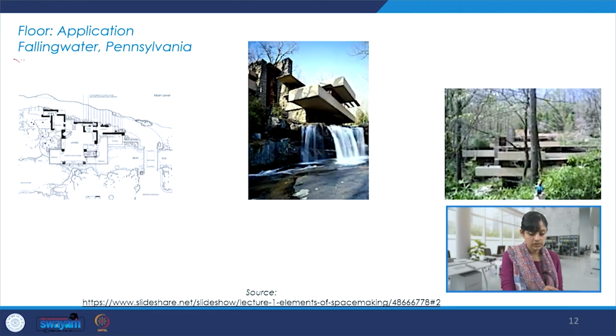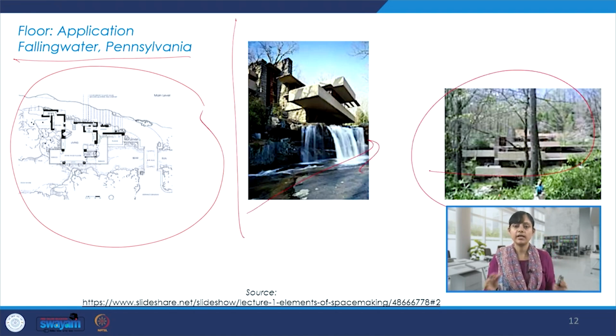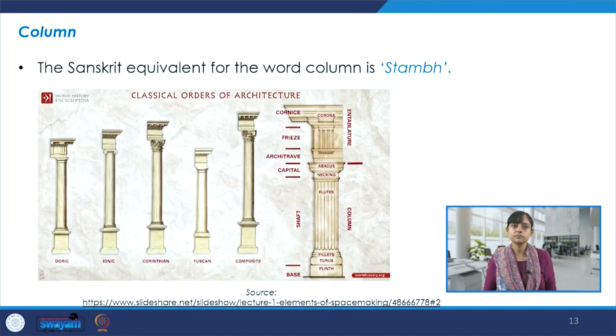This is the very famous Fallingwater in Pennsylvania, and here also we see how the floor becomes an important point and sort of binds the entire exterior landscape with the overall built form and helps us navigate from one zone to another, and through these series of pauses and movements and understanding a certain sequence within the space.